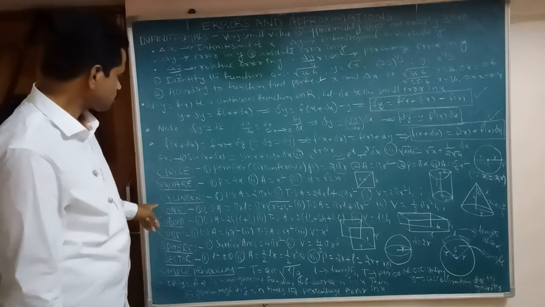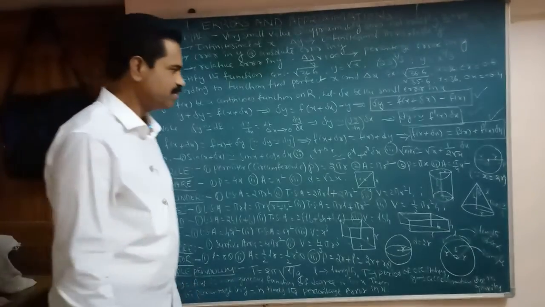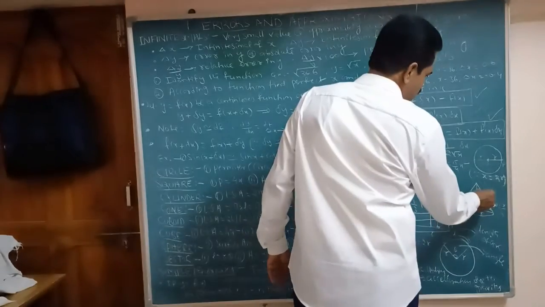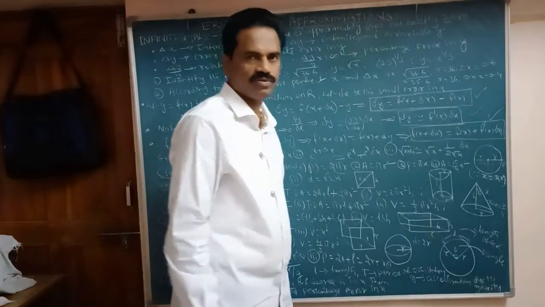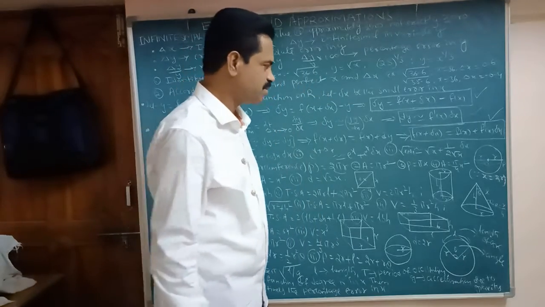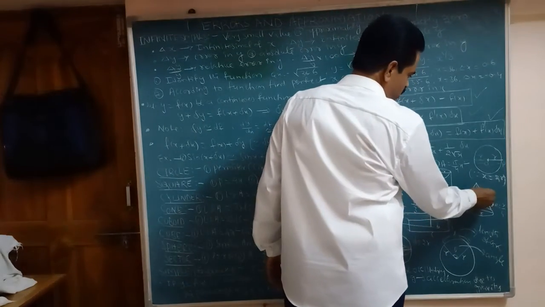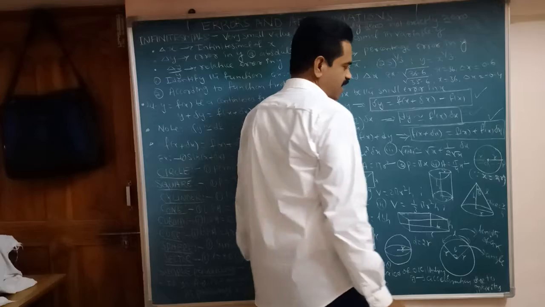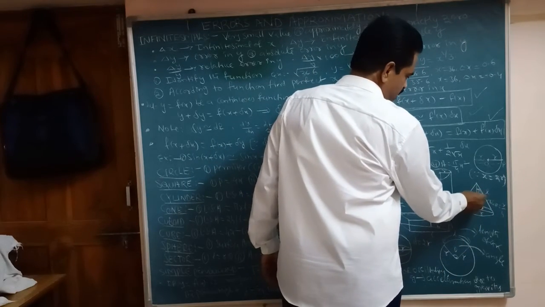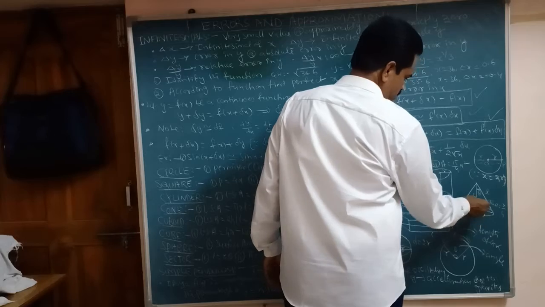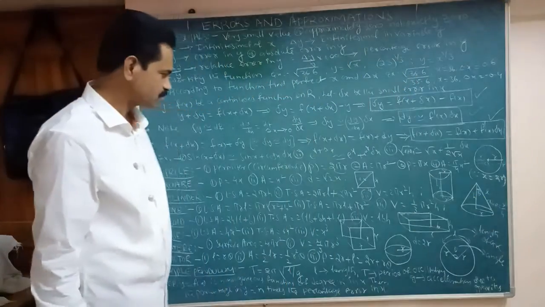Next, the cone formula. Lateral surface area equal to pi r l. From this triangle you observe, using the right angle triangle, l square equal to r square plus h square, then l equal to root of r square plus h square. Here theta is the angle, h is the height of the cone, l is the slant height, r is the radius. From this triangle, theta's opposite side is r, the other side is h. Then tan theta equal to r by h.